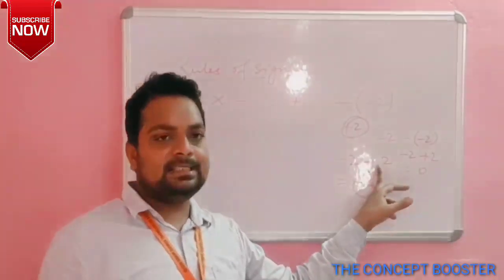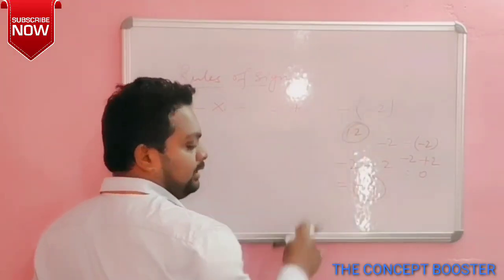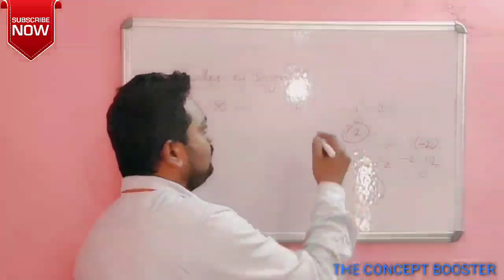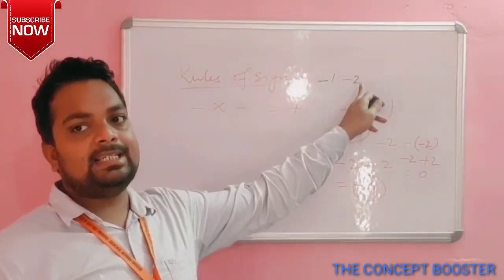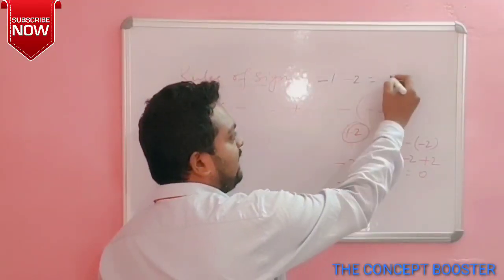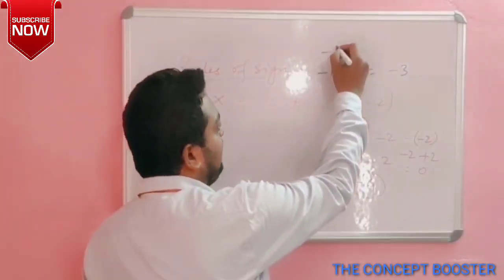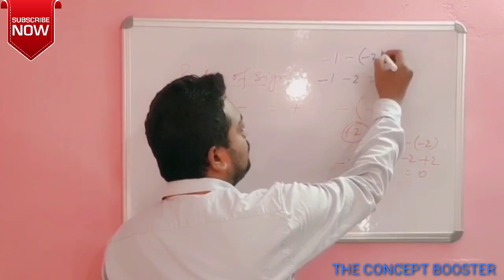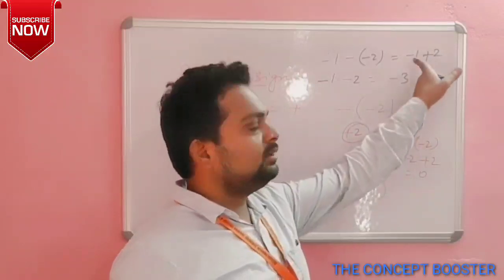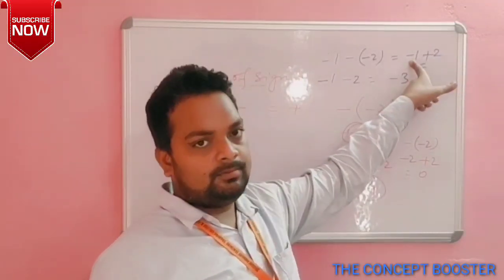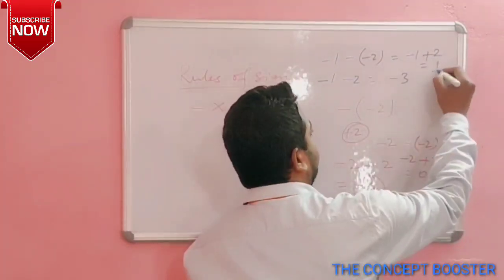Otherwise if it is written like this, as minus 1 minus 2, then it is minus 1 added with minus 2, and minus 1 when added with minus 2 is minus 3, not plus 2. Okay, but if it is written as minus 1 minus, bracket, minus 2, then it can be written as minus plus 2. Okay, and these are two opposite signs. So minus 1 plus 2. So minus 1 plus 2 is 1.